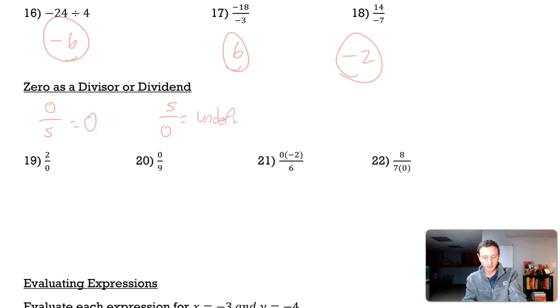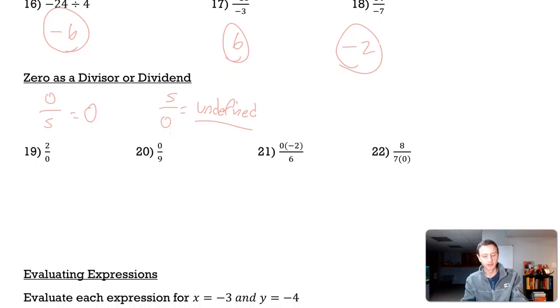And you've probably seen this before, messing around with your calculator. Maybe you've just been bored in class and you've just been hitting buttons, and you type in something divided by 0, and it gives you some divide by 0 error. That's undefined. Cannot divide by 0. So if 0 is underneath your fraction bar, the answer is undefined. So 19, 2 divided by 0, 0 is underneath the fraction bar, so it's undefined.